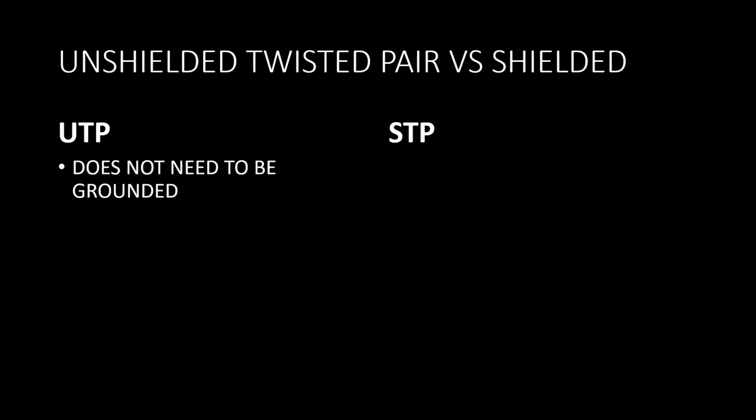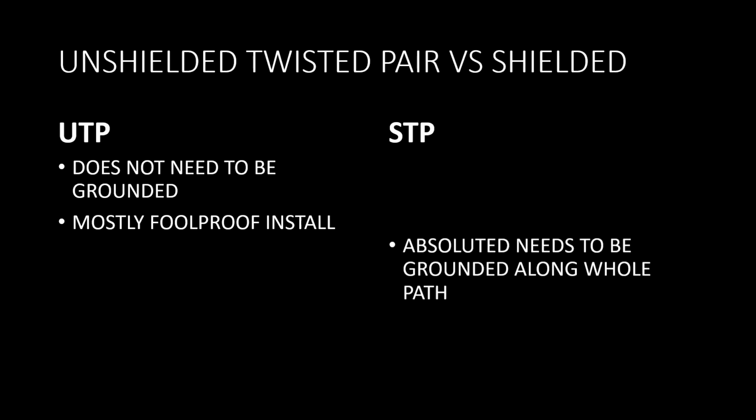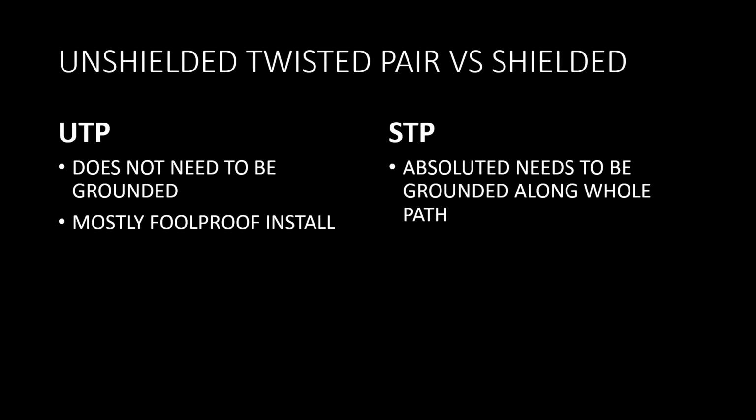Unshielded twisted pair doesn't need to be grounded, and that's basically the giant advantage to it. It provides for a foolproof install because it doesn't need to be grounded. So in that regard, it's the popular cabling everybody puts in. It's very easy to train people to do. It's harder to screw up, and if you screw up a part of it, it doesn't ridiculously affect the performance. Whereas a shielded cable absolutely needs to be grounded along the whole path.